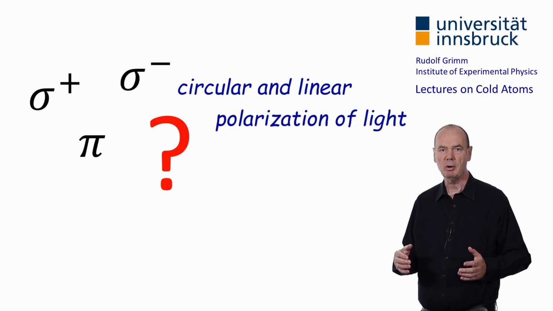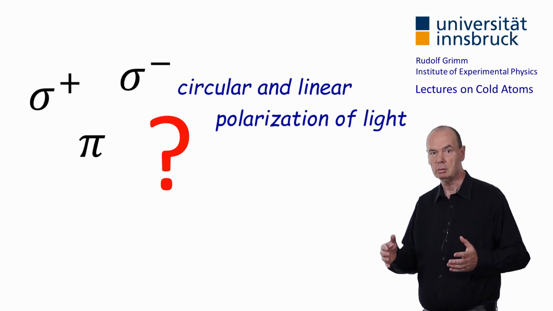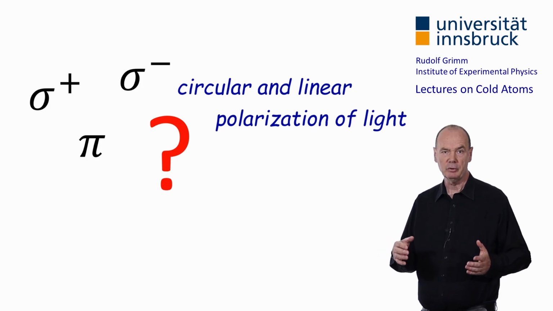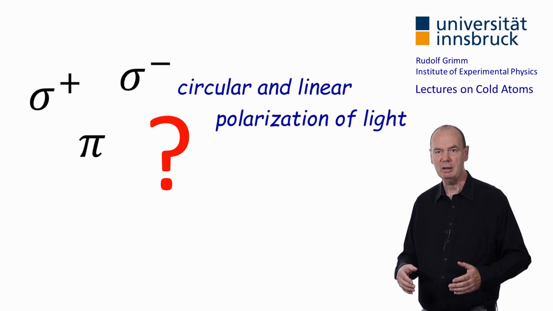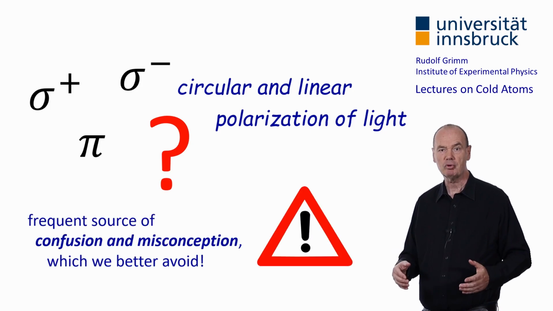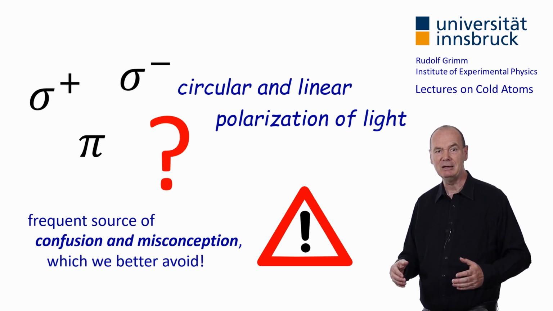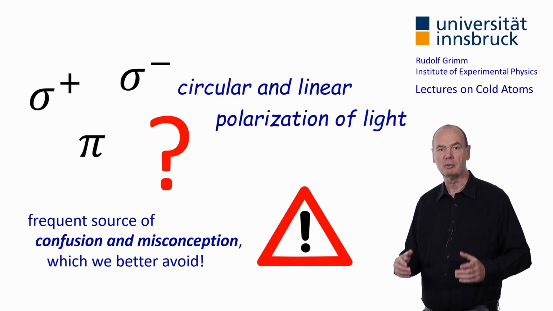Is circularly polarized light really sigma light? And is linearly polarized light really pi light, as one often hears? What do you think? The answer is not that simple. In many cases it is indeed like that, but not always. Unfortunately, it is a frequent source of confusion and misconception, even in some textbooks and in the scientific literature. Therefore, I will try my best to make this crystal clear.